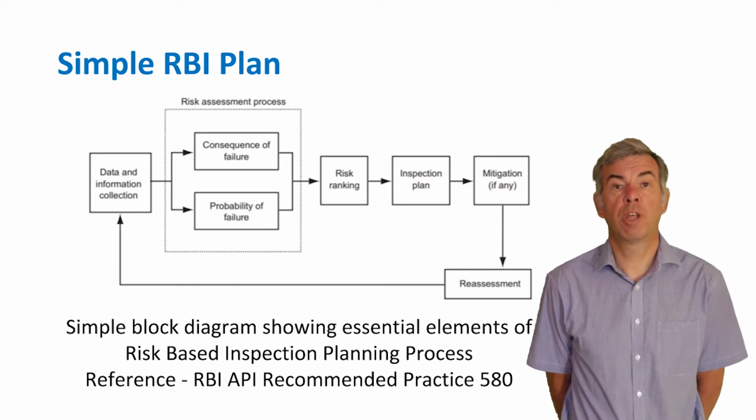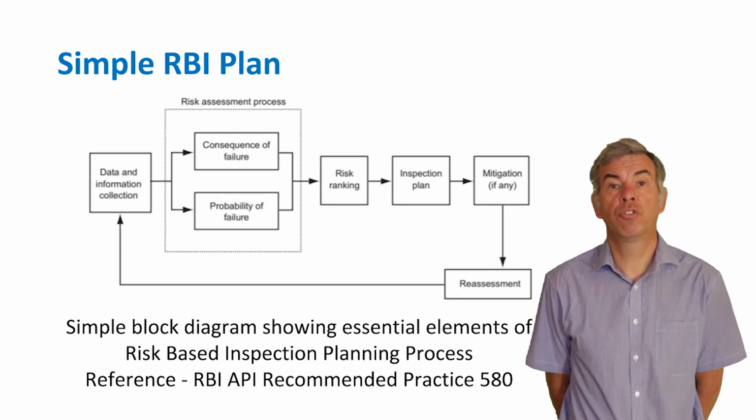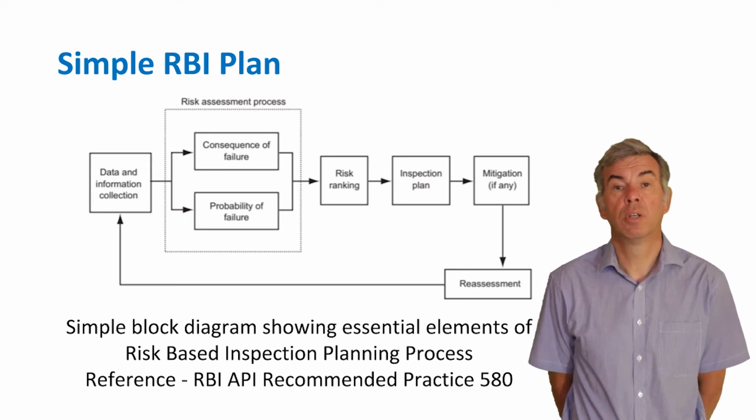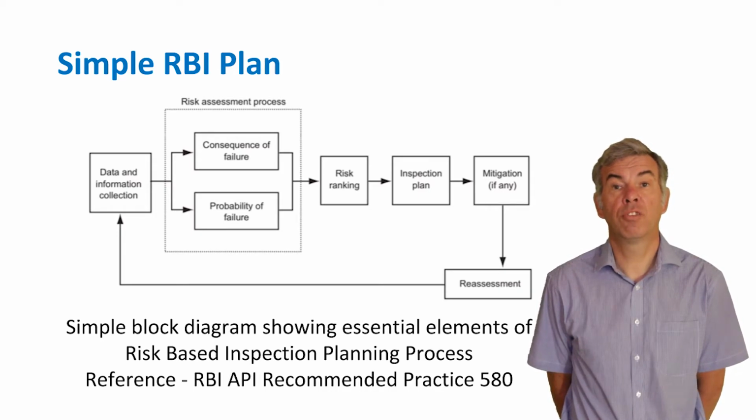Using the information, it should then be possible to calculate consequence of failure and probability of failure. And this information can then be used to calculate risk during the risk assessment process. Next up, risk ranking is used to present risk results in a format that is easy to communicate, like a risk matrix or a risk plot. An inspection plan is the next step, and that can be created now we understand what is driving risk. The plan should include damage mechanism, techniques, the coverage and the interval of the inspection.